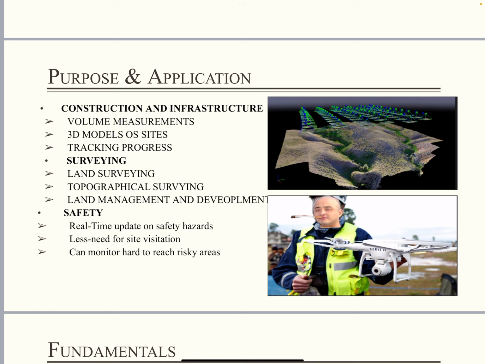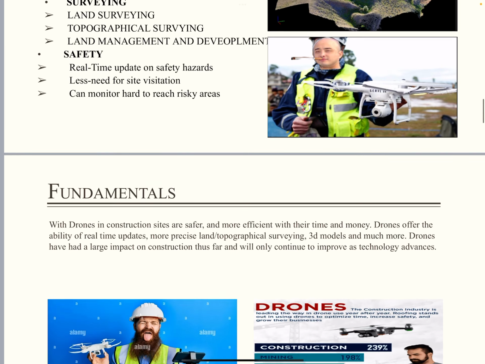hard-to-reach risky areas. So what this basically means is a drone can fly over multiple times a day, and it can go to every little spot on the site, as well as allow people to remotely look at these safety updates. So it's less risky. There are not as many people visiting the site or walking the site as often.